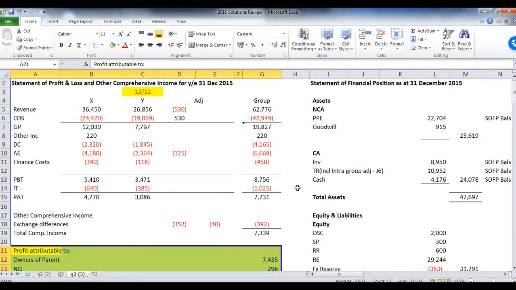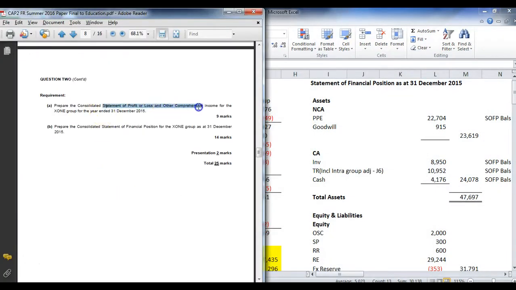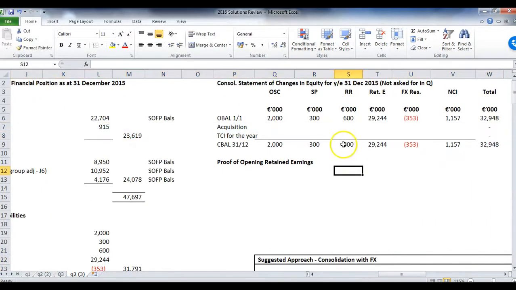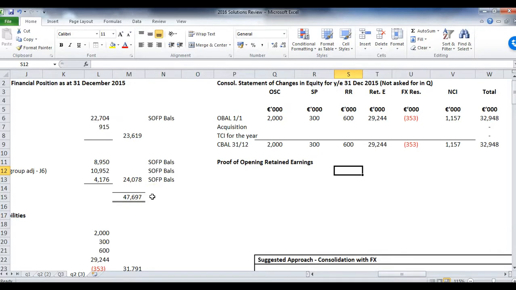So that's what the requirements were for this question. You were asked for the consolidated statement of profit or loss and other comprehensive income for 9 marks, and the consolidated statement of financial position for 14 marks, with 2 for presentation. So just to round things out for tutorial purposes, I have also included a consolidated statement of changes in equity. Remember, this doesn't appear as frequently on the CAP2 exam, but it is important and it is a core part of the IAS 1 financial statements.